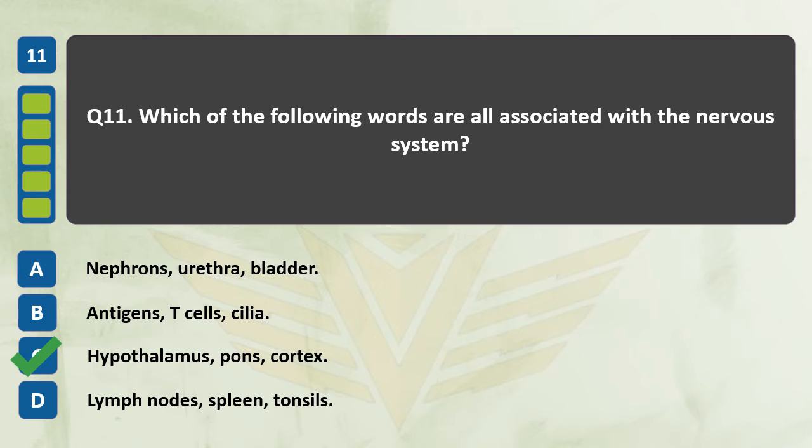Answer: C. The hypothalamus, pons, and cortex, choice C, are all parts of the brain and thus of the nervous system. Nephrons, urethra, and bladder, choice A, are part of the excretory system. Antigens, T cells, and cilia, choice B, are all part of the immune system. Lymph nodes, spleen, and tonsils, choice D, are part of the lymphatic system. Choice C is the correct answer.